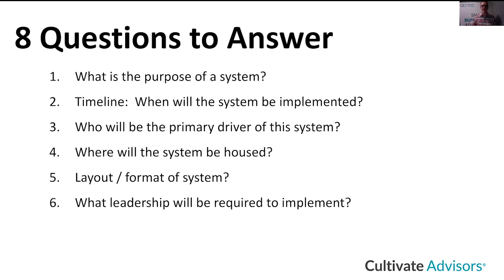Number 6, what leadership will be required to implement? What do you need to hold accountability so that this will actually get done? Is it leadership of you? Is it you holding the driver accountable? Is it someone else holding you or that driver accountable? What leadership is needed? What do you need to schedule to make sure it actually happens?